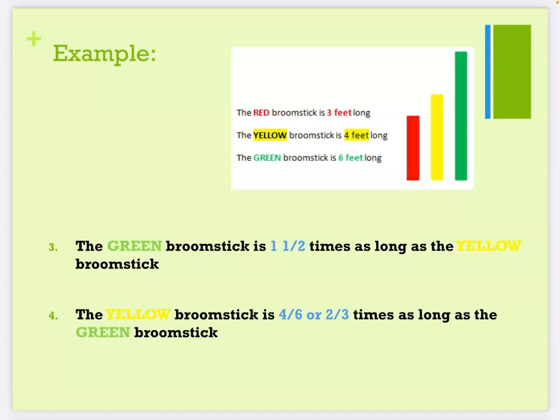On the other one, the yellow broomstick is how many times as long as the green broomstick? You need the reciprocal of our original fraction. So this time you're going to go 4/6, or 2/3 times as long as the green broomstick. Really make sense of that. The yellow broomstick is shorter than the green broomstick, so it's not even one whole copy. So we only want part of a copy, so 2/3 of a copy.